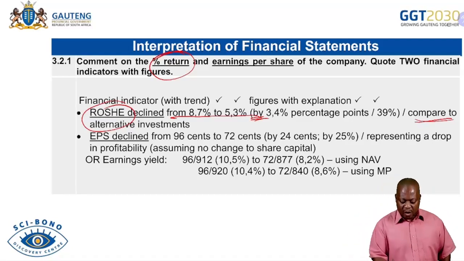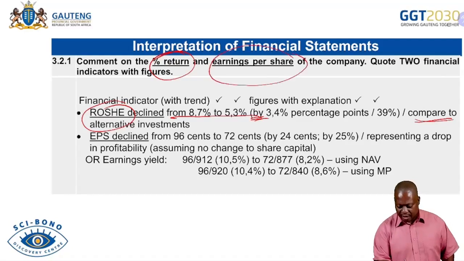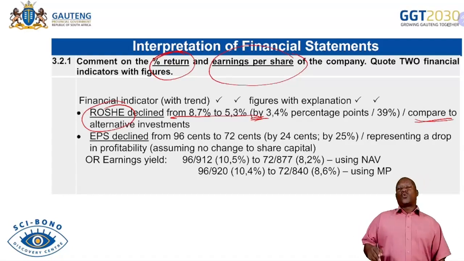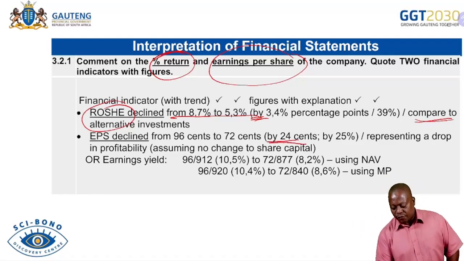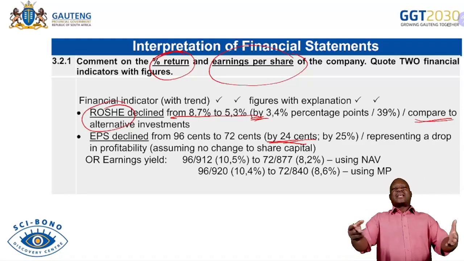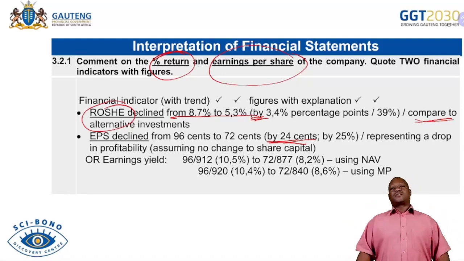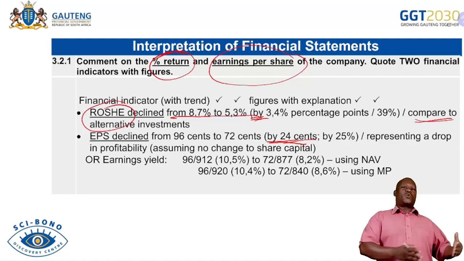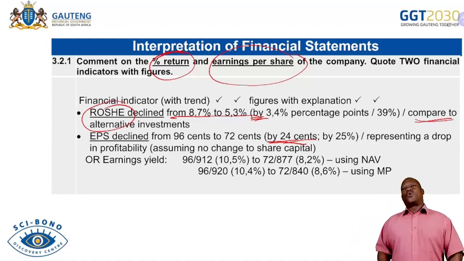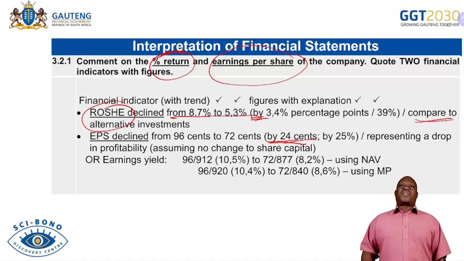Now, let's check when we go to earnings per share. Earnings per share has declined from 96 cents to 72 cents. Or we can say it has declined by 24 cents. So it is either just giving us the information as raw as it is, from so much to so much, or as we get clearer and cleverer, we can also look into the difference, so we can say it has declined by so much percent.